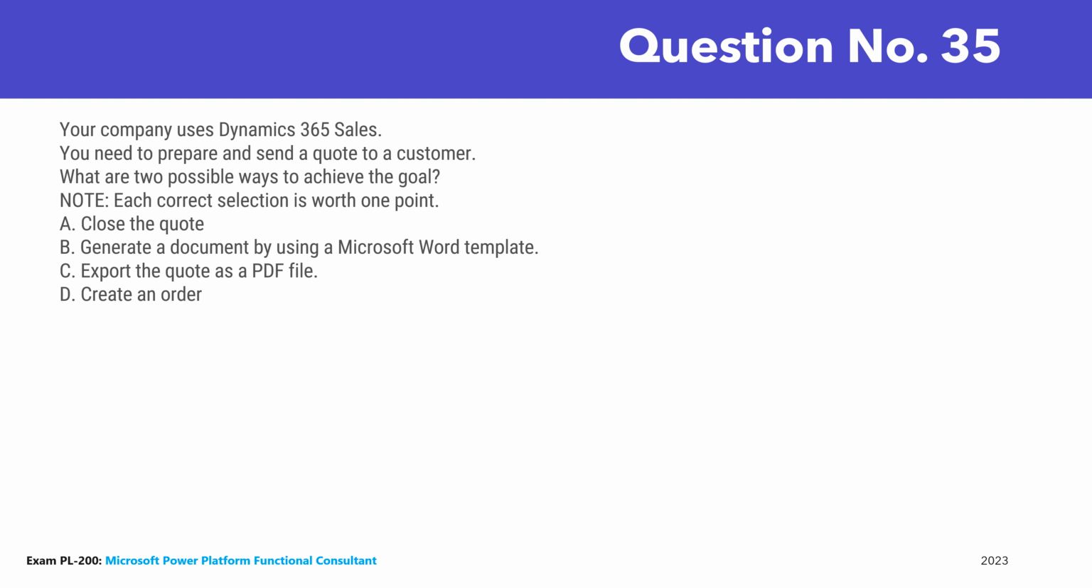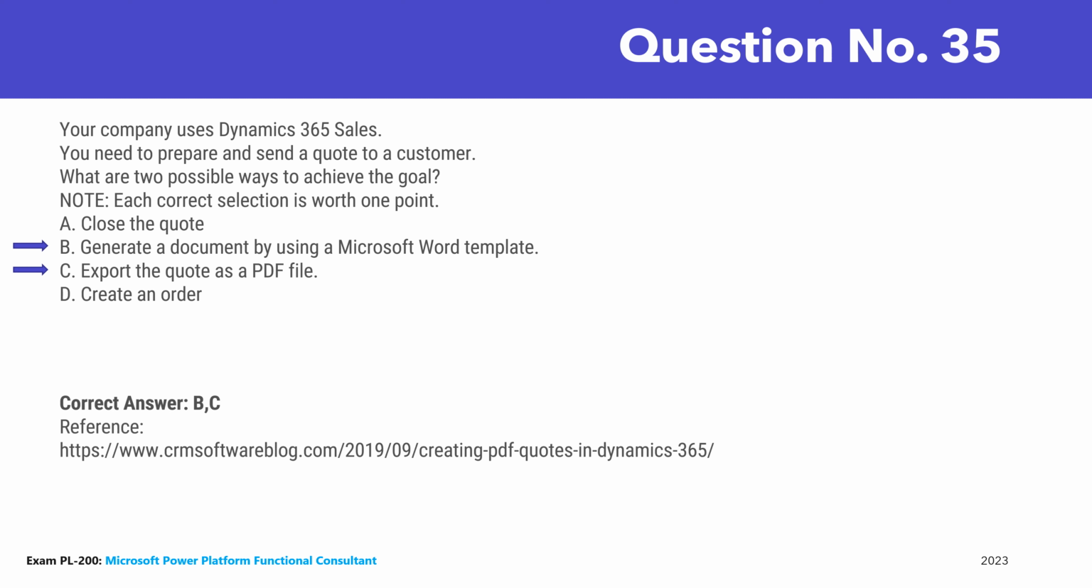Your company uses Dynamics 365 Sales. You need to prepare and send a quote to a customer. What are two possible ways to achieve the goal? Note, each correct selection is worth 1 point. A. Close the quote. B. Generate a document by using a Microsoft Word template. C. Export the quote as a PDF file. D. Create an order. Correct answer, B and C.